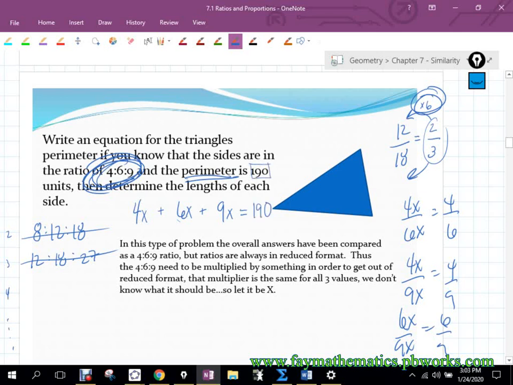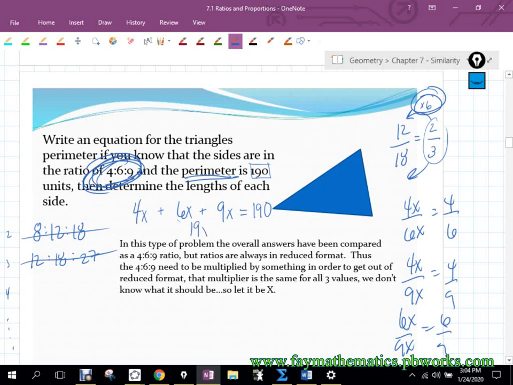190? That make sense, everybody? Okay. So what this is going to do is it says, take this 4 and enlarge it by the same amount that you enlarge 6 by. Enlarge that by the same amount that you enlarge 9 by. When that happens, you should get 190. Well, how many x's does that give me?